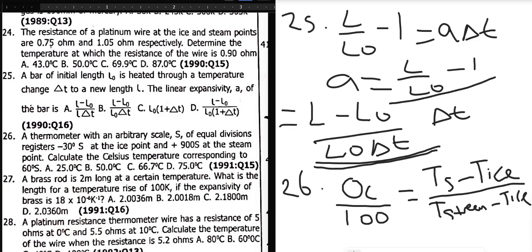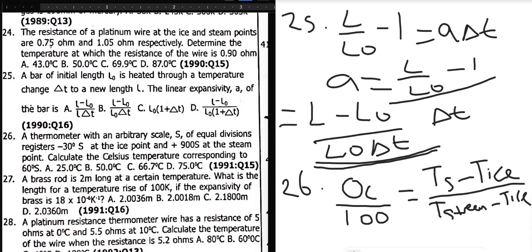And this degree Celsius that we already have here is what we are going to be focusing on. Okay, our T at Ts is 60. So this Ts will be 60. This T ice we already know to be what? To be minus 30. T steam is 90, T ice is minus 30.